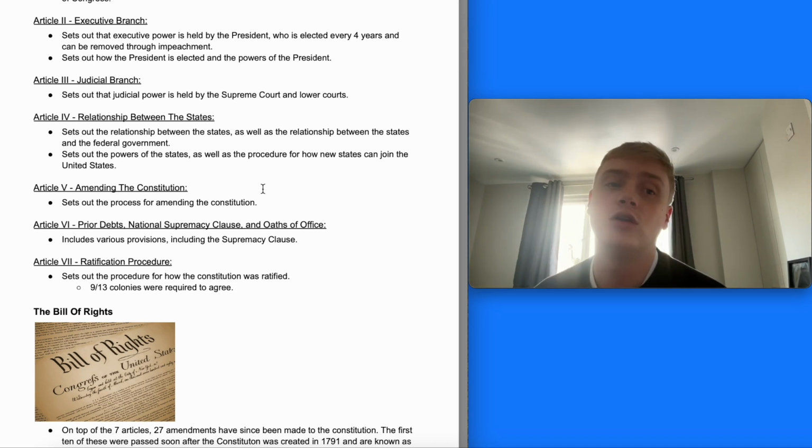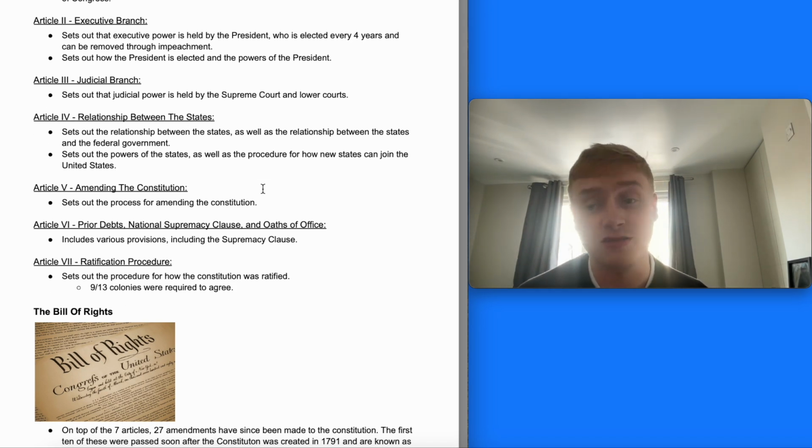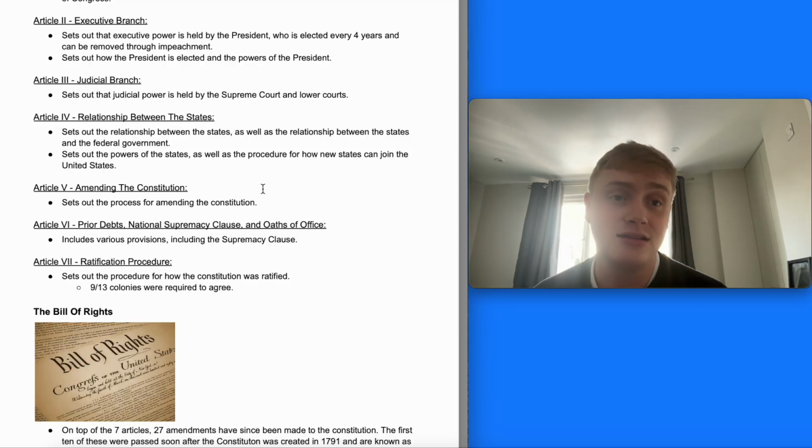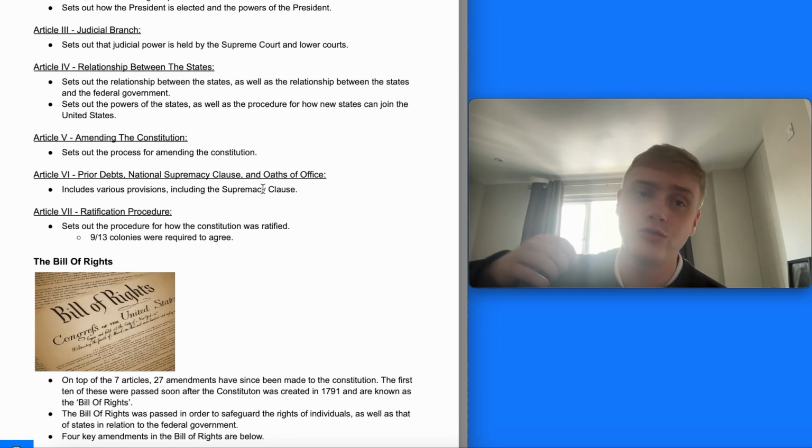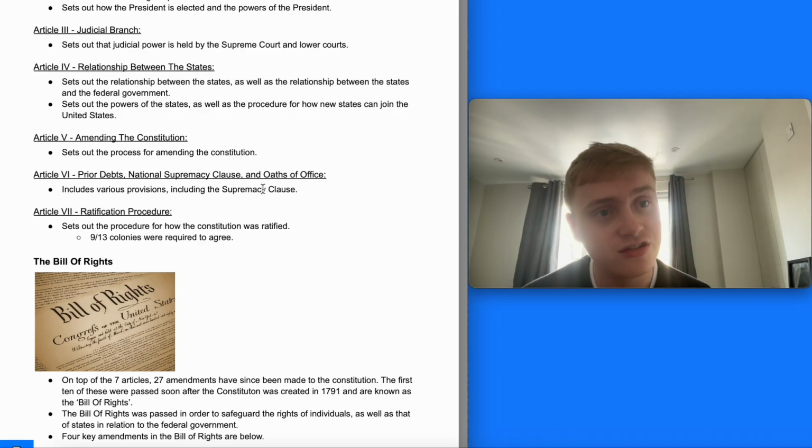Second article looks at the executive branch, so it sets out that executive power is held exclusively by the president, elected every 4 years, and can be removed through impeachment. It also sets out how they're elected and the powers of the president. Article 3 does something similar in relation to the judicial branch.